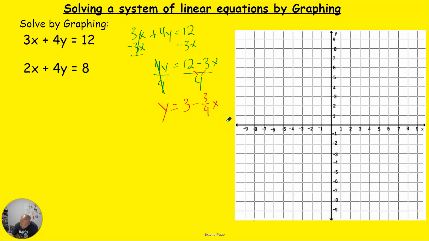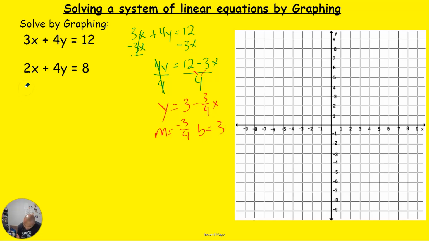Now, a common question I get is, Mr. Gooden, why are we going to get a fraction? There's nothing wrong with a fraction, guys. In particular, this fraction works out really well for us because this gives us our slope. And remember, 3 over 4 just represents our rise over run. So in this case, our m is going to be equal to negative 3/4, and our b is going to be equal to 3.